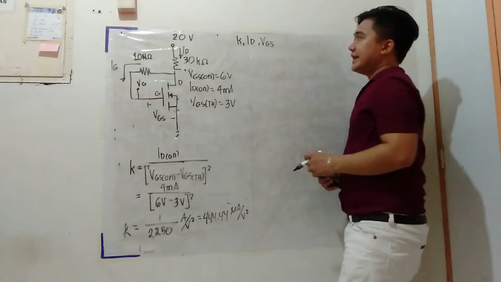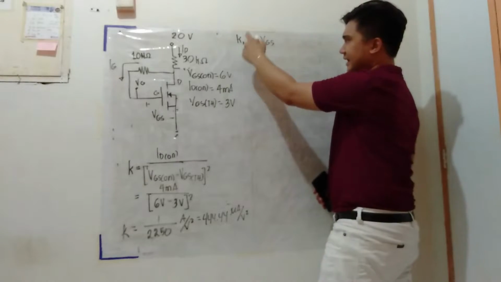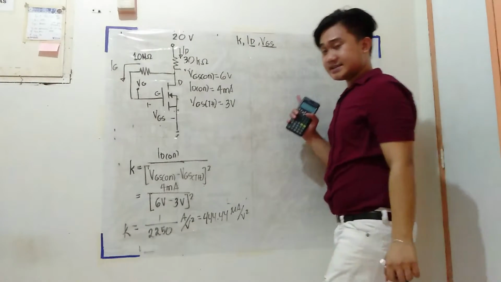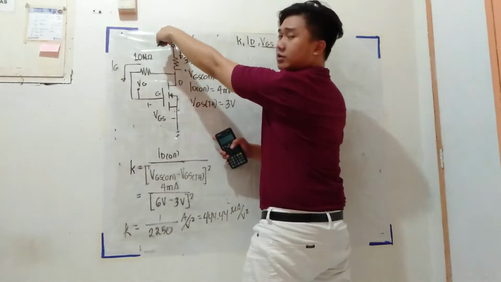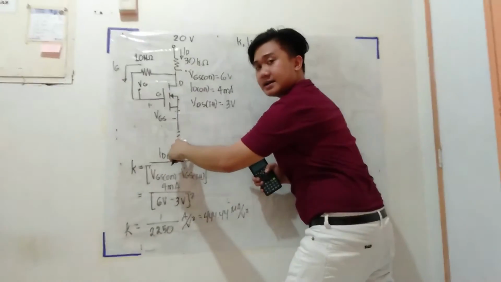Next is to find the value of ID. But before you can find the value of ID, you need VGS first. Saan makukuha si VGS? Dito lang po. Plus, minus. So, KVL ako mula dito, pababa, paikot, hanggang dito sa ground.